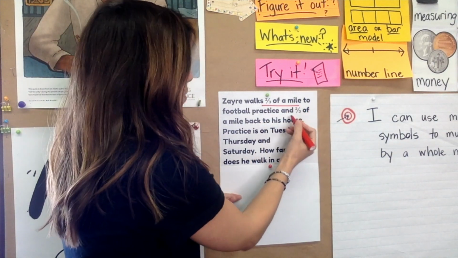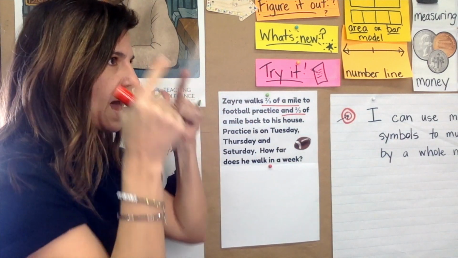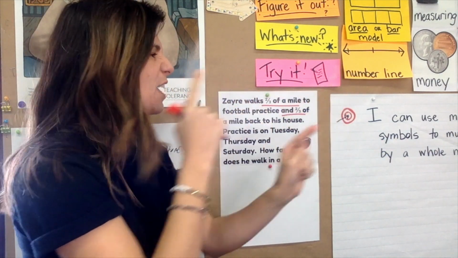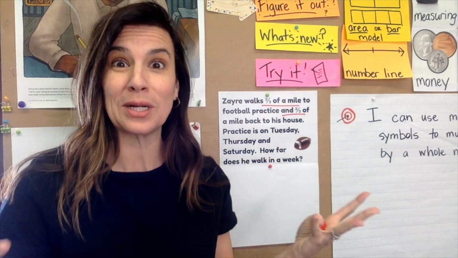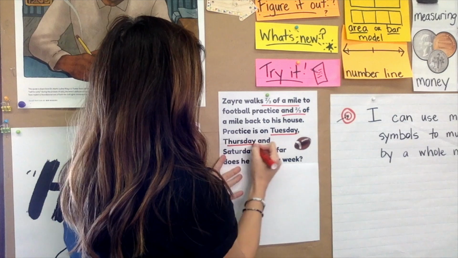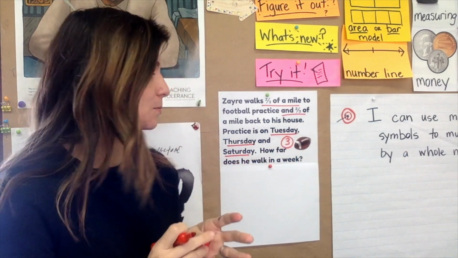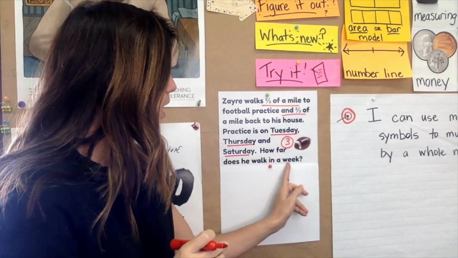2/3 of a mile and 2/3 of a mile. So he walks 2/3 there and 2/3 back. Let's keep that in our minds, that visual. Real fractions in the real world, distance. And he has practice Tuesday, Thursday, and Saturday. That's 3 days out of the week he has to practice. How far does he walk in a week?